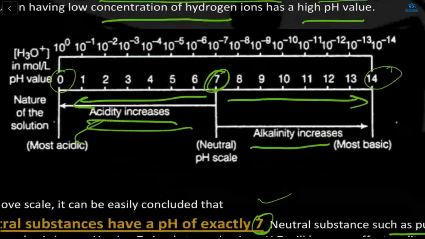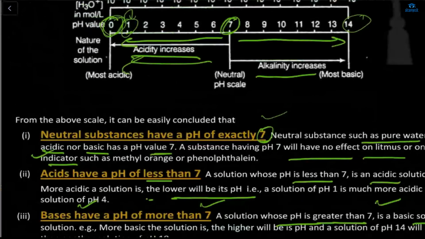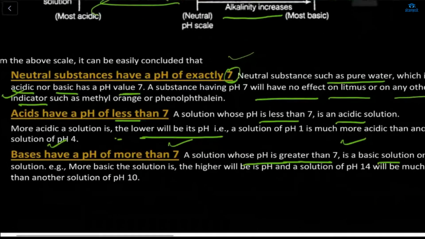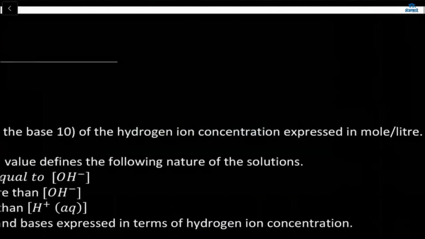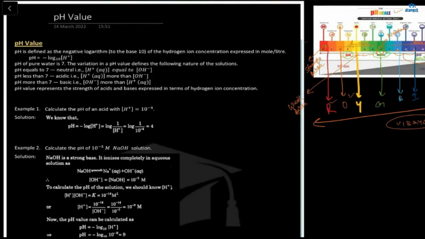As I've already told you, 1 is more acidic as compared to 4. So if we are comparing 1 and 4, obviously 1 is more acidic. And if we are saying that 14 is more basic, then if we compare 14 with 11, 11 is a weaker base as compared to 14. Okay, so you understood this part. This is the pH value, this you already know.